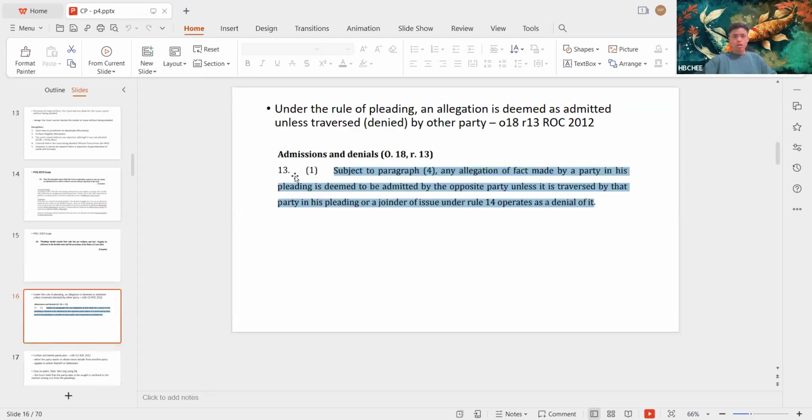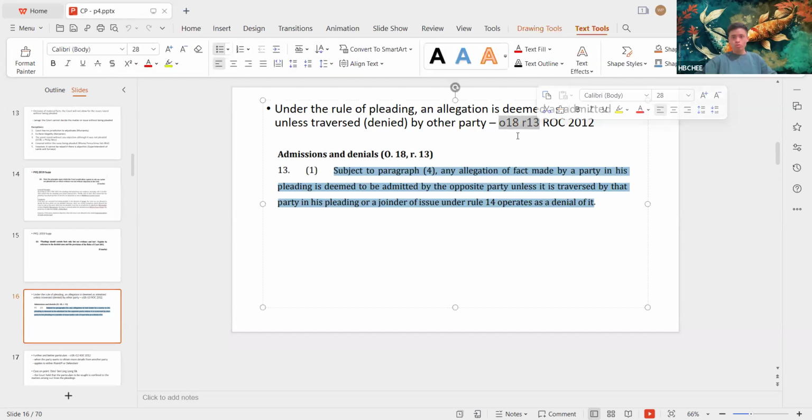Okay. Now, under the rules of pleading, an allegation is deemed as admitted unless it is being denied by the other party. This is given under Order 18, Rule 13. It must be specifically pleaded as a denial. You must say that you don't agree to that point. Otherwise it's deemed as admitted, like what you have studied in the evidence law.